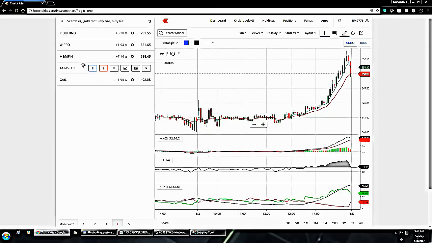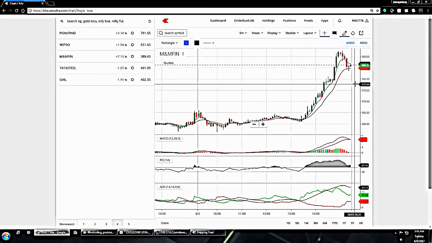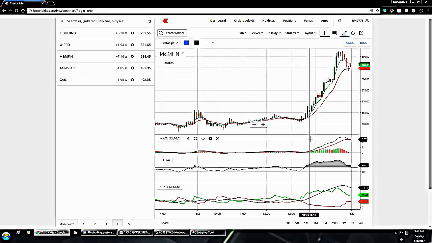Now coming on to M&M Fin. Okay, this is again the same example. Just by seeing the crossovers, the MACD, the RSI and the ADX, you can very well tell what should be the entry point. Okay, the crosshair that you see here, this will be the entry point. Okay, by having a look at MACD, RSI and ADX, and the EMA crossovers.